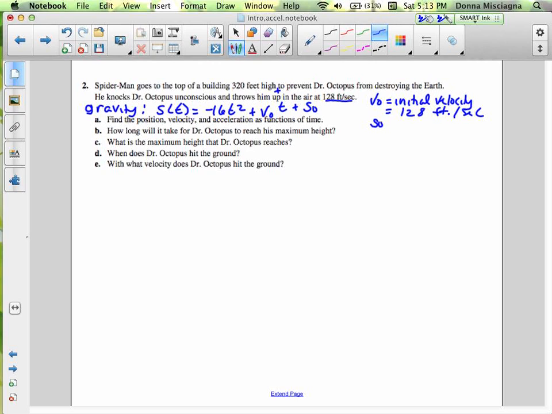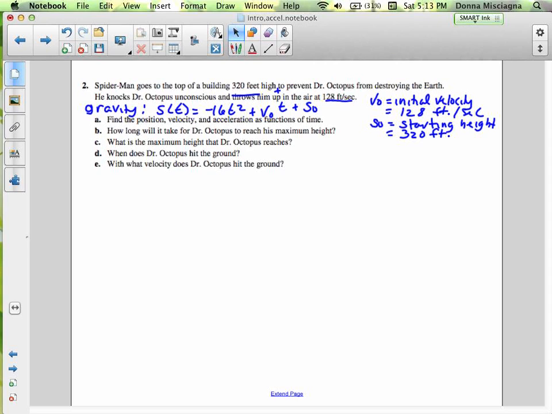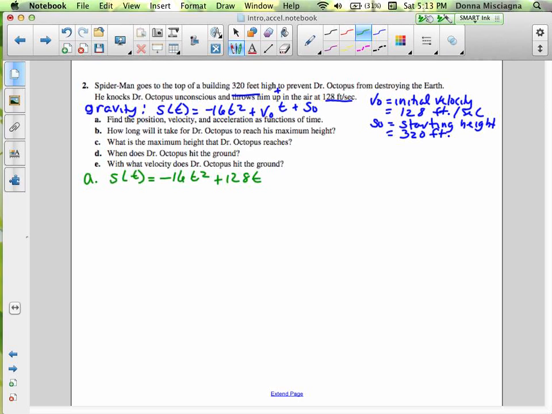s naught is starting height. They're 320 feet high. So now we've got our pieces of information. We can write the equation for position. So s of t equals negative 16t squared plus 128t plus 320.